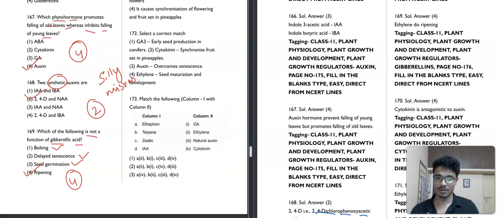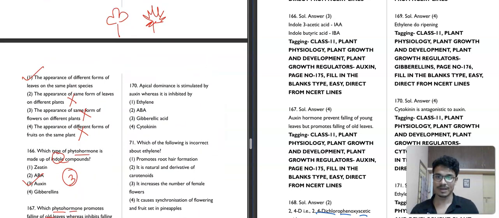Then question number 170. Apical dominance is stimulated by auxin, whereas it is inhibited by ethylene, abscisic acid, gibberellic acid, or cytokinin. So apical dominance is stimulated by auxin, correct? It is inhibited by cytokinin. You know that it promotes cell division, so it also basically inhibits the apical dominance. Cytokinin is antagonistic to auxin. The fourth option is our correct answer. Not all forms, but mostly.